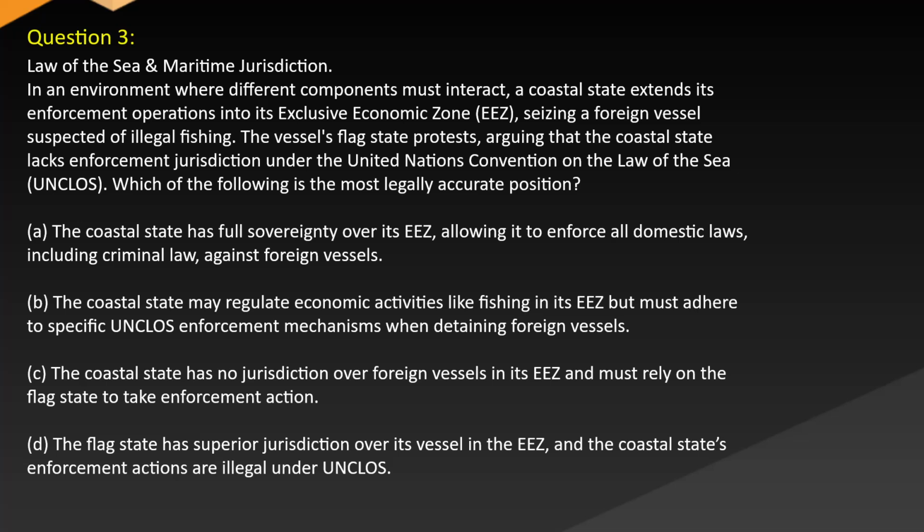A. The coastal state has full sovereignty over its seas, allowing it to enforce all domestic laws, including criminal law, against foreign vessels. B. The coastal state may regulate economic activities like fishing in its seas, but must adhere to specific and clear enforcement mechanisms when detaining foreign vessels. C. The coastal state has no jurisdiction over foreign vessels in its seas and must rely on the flag state to take enforcement action. D. The flag state has superior jurisdiction over its vessel in the seas, and the coastal state's enforcement actions are illegal under UNCLOS.